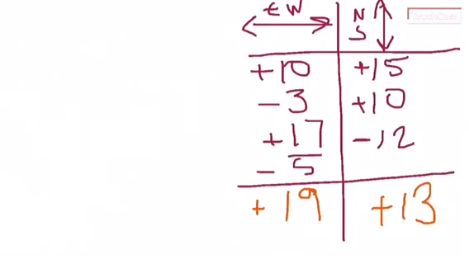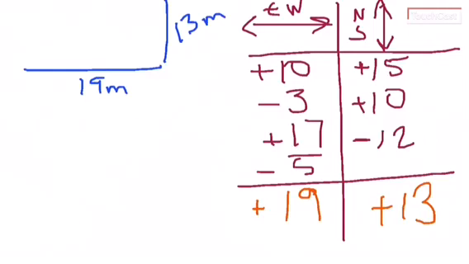Okay, and if you remember from the previous video, we knew how to solve for displacement if it was made into a triangle. And so now we are going to do exactly that. And so you can see we have 19 east. And so I'm going to draw 19 east. And then we have 13 north, so I'm going to draw 13 north. Okay, and that is our total motion in each direction.